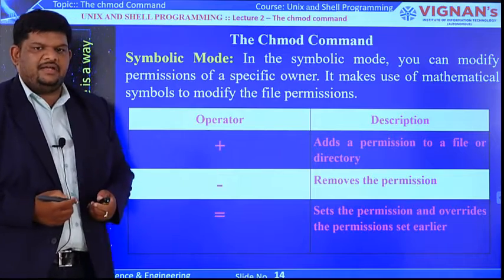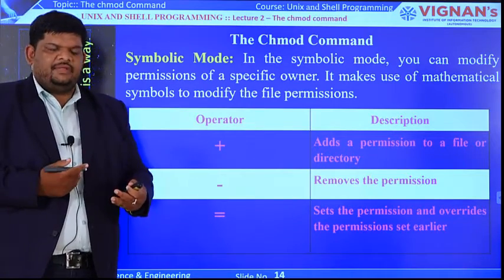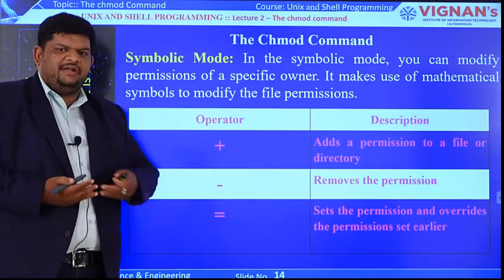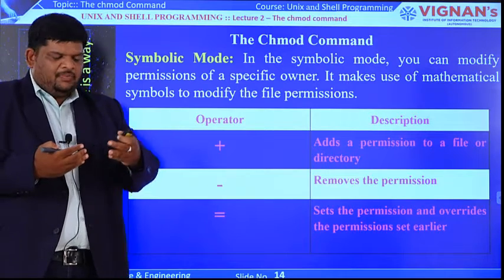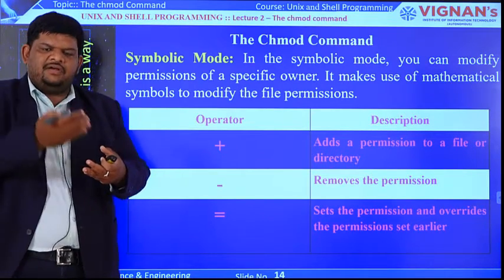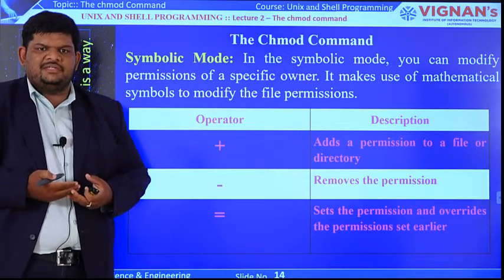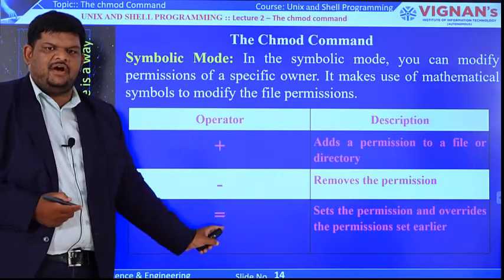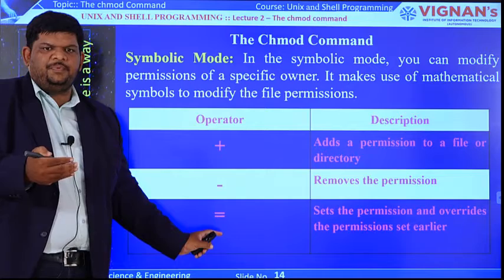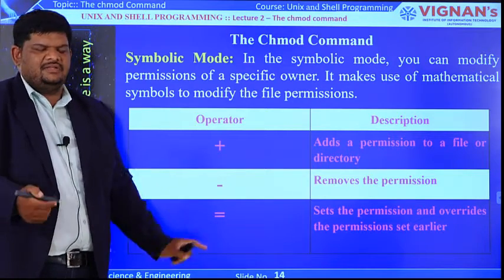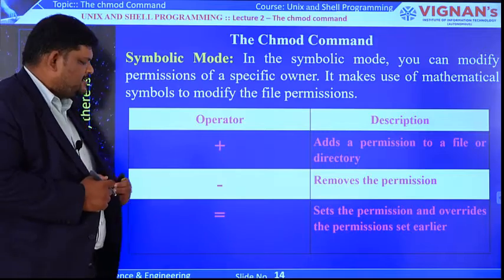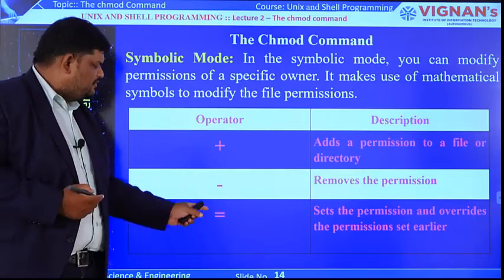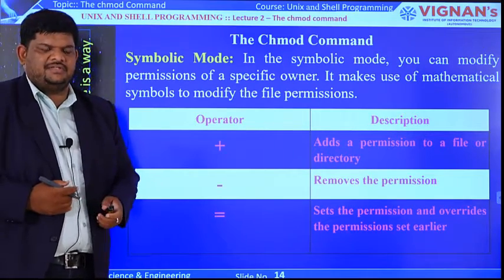Here the plus operator indicates we can add permissions, the minus operator indicates we can remove the existing permissions, and the equal to operator indicates we can set the permissions. That means the previous permissions are all overridden with new permissions. So with the equal to operator, we set the new permissions by overriding the old permissions. So with these three operators, plus adds new permissions, minus removes permissions, and equal to sets the new permissions.